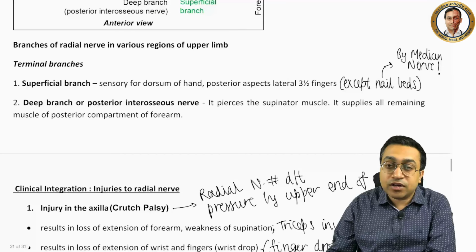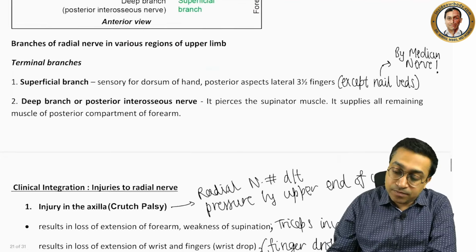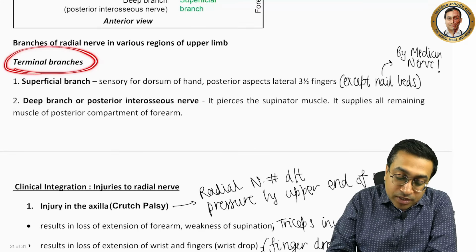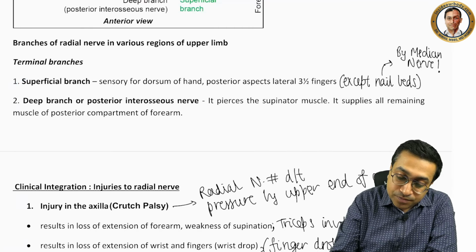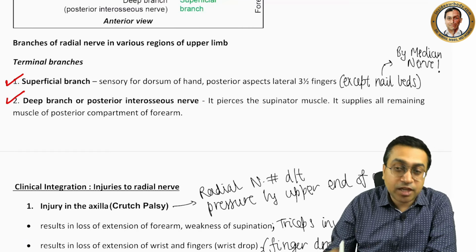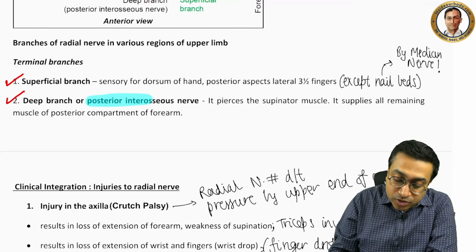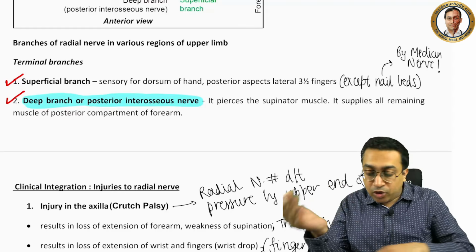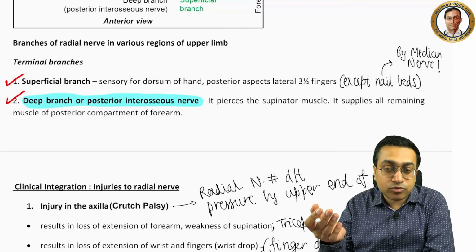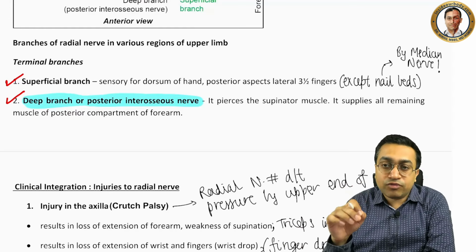So we have certain branches of the radial nerve in various regions. What are these branches? Terminal branches, as we have seen, that is the superficial branch and the deep branch or the posterior interosseous nerve. And this is very important. These notes you can use to make and write the key points, because in exams basically you will be writing what is written here. Beyond that I don't think you will be writing in your theory exams also, and most of your MCQs in any national level exams you can solve using this information.